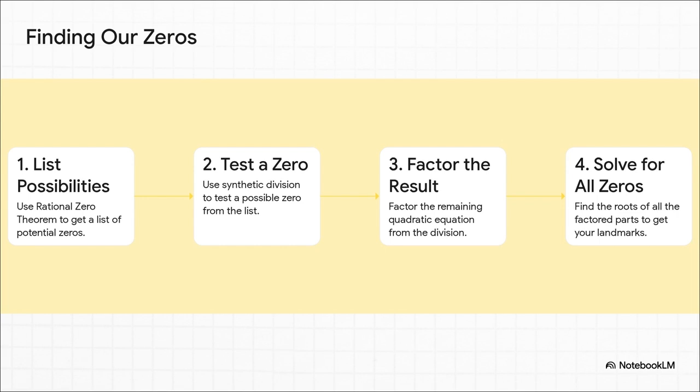Let's try x equals -1. We can use a fast process called synthetic division to check. And when we run the numbers, we get a remainder of 0. That's the jackpot. That confirms that x equals -1 is a 0. Even better, the result of that division gives us what's left over, a much simpler quadratic equation, 2x squared plus x minus 6. And that's something we can easily factor into 2x minus 3 and x plus 2.